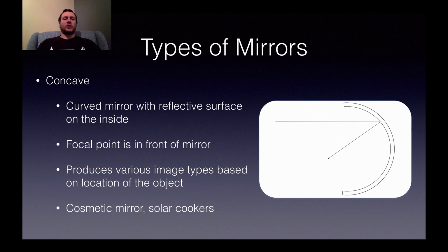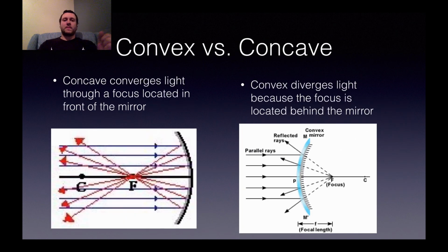Solar cookers are another look at the concavity here. They are going to be built so that they focus light to a specific spot, and as that light gets to that spot, it's going to cook your food.